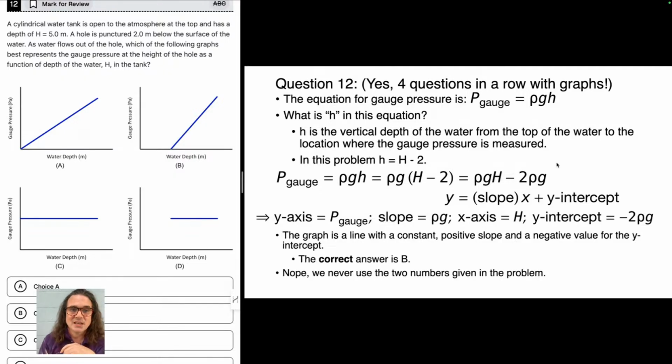Great. So realize there are two numbers given in this problem, and they're not used in this problem at all. So realize there's going to be information sometimes in the problems that is not going to be used.